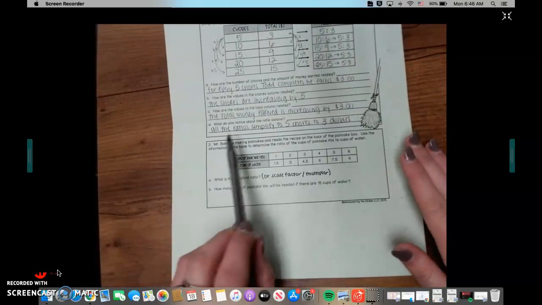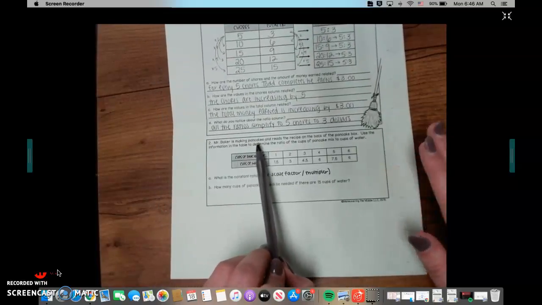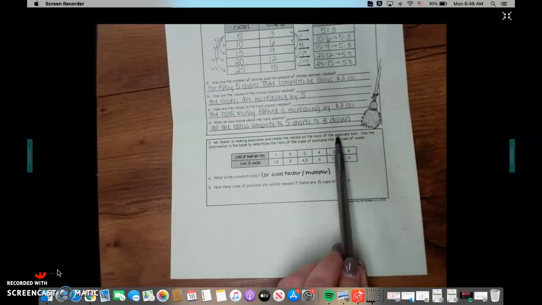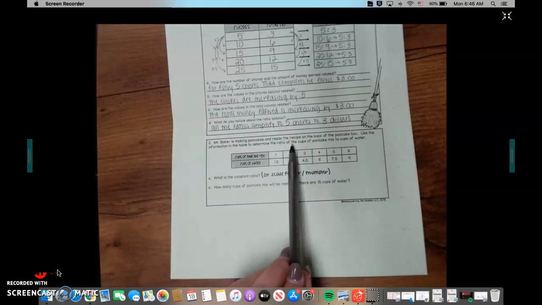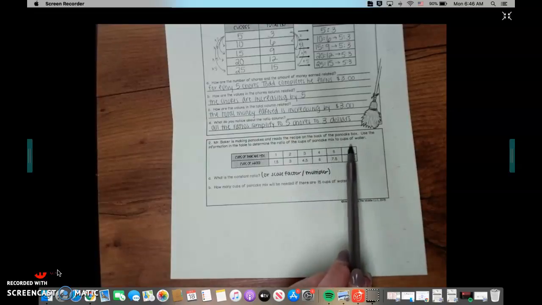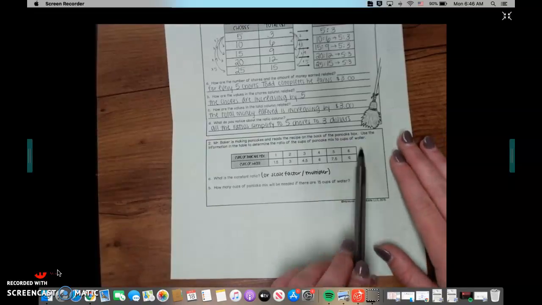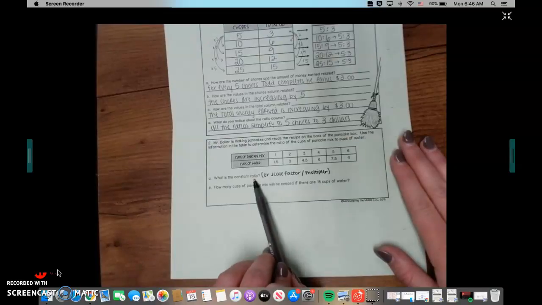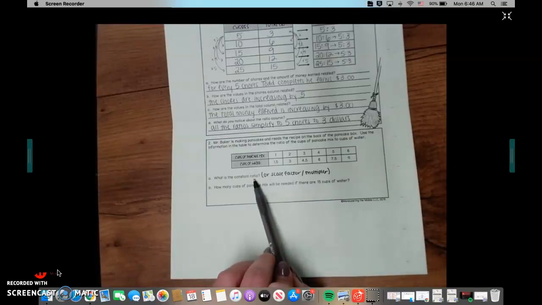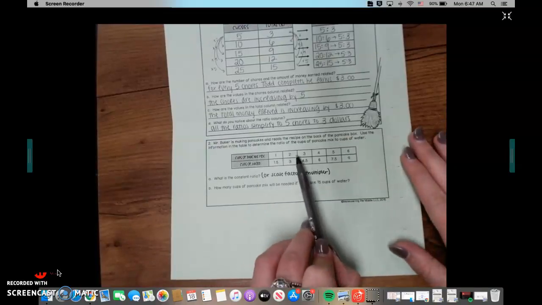All right, let's take a look at your last example down here, number 2. It says, Mr. Baker is making pancakes and reads the recipe on the back of the pancake box. Use the information in the table to determine the ratio of the cups of pancake mix to cups of water. Okay, so this chart is already filled out for you. That's really nice. So we need to find out what the constant ratio is, or what the scale factor is, or what the multiplier is. What is it doing every single time?